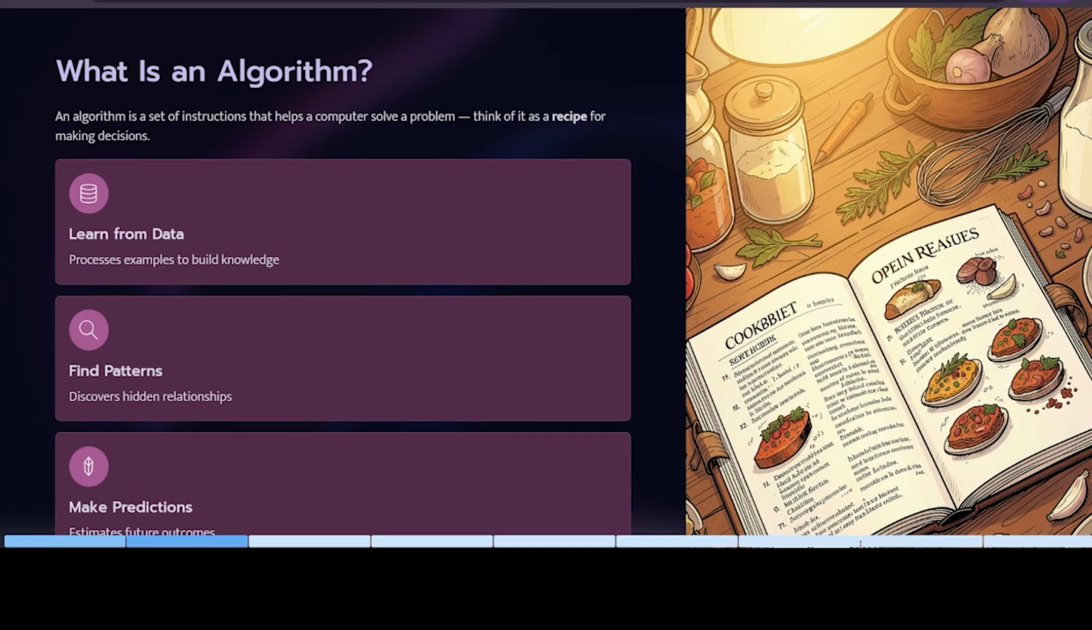Oh, this one is the dog, this one is the cat. The dog will look like this, or the flower will look like this. Likewise it will identify the difference between those patterns. That's how it learns from the data and then finds the patterns. That means it will discover the hidden relationships inside the data.